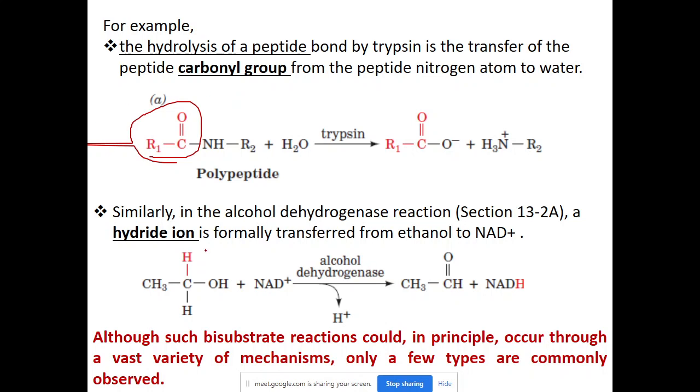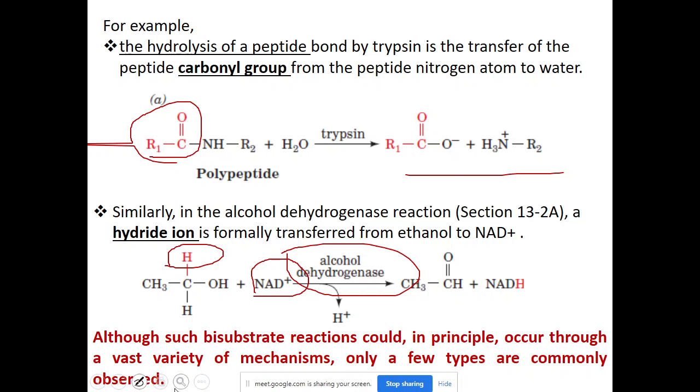Another example would be alcohol dehydrogenase, where hydride ions are transferred to a redox cofactor like NAD+. These are two examples of how two substrates are involved and result in the formation of two products. Although such bi-substrate reactions could in principle occur through a vast variety of mechanisms, only a few types are commonly observed.